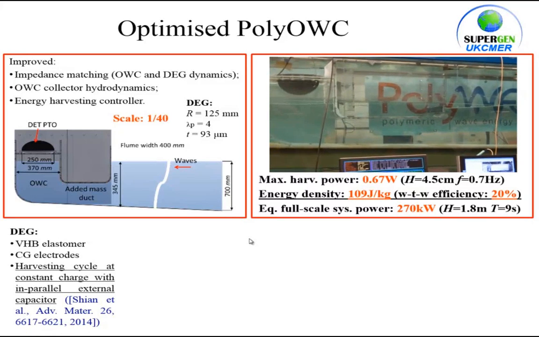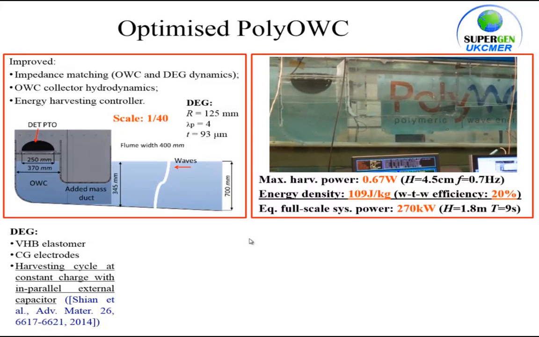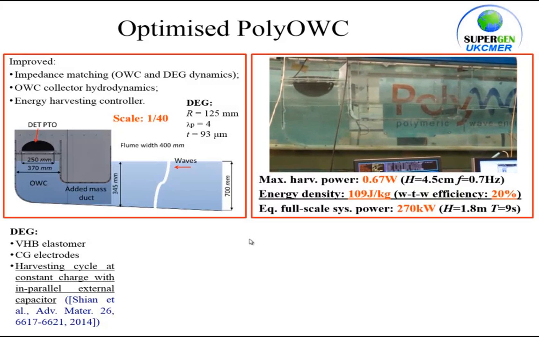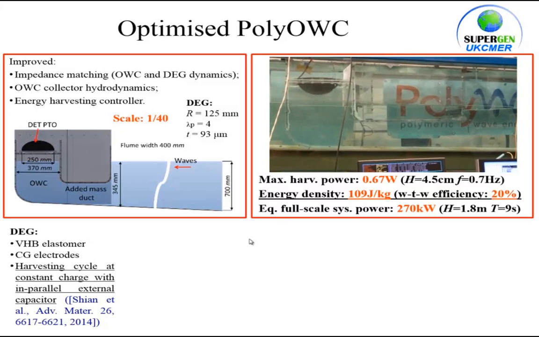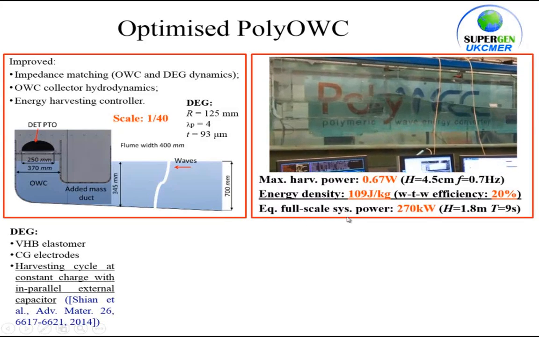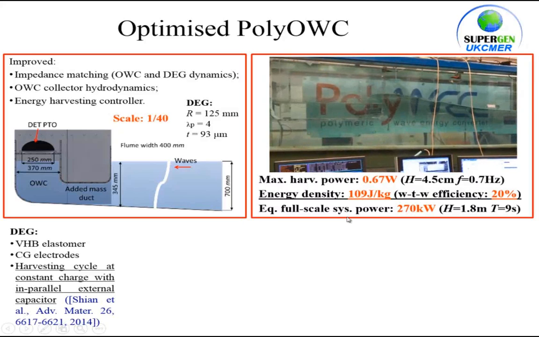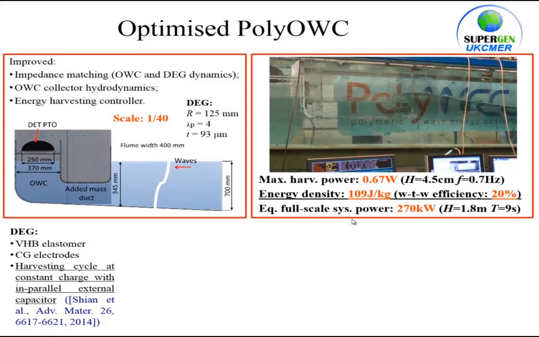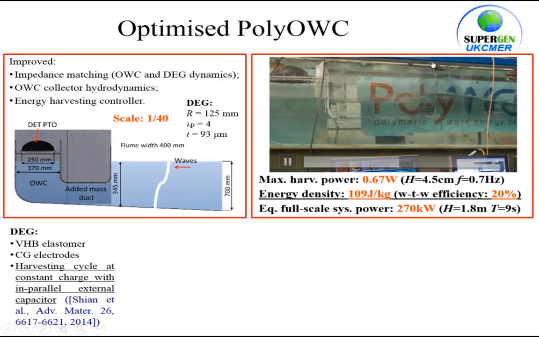With a lot of model testing of wave energy converters, you cannot scale down the PTO, but you can with this. So we are producing electricity, 0.67 watts. That corresponds to a wave-to-wire efficiency of 20% and a full-scale power of 270 kilowatts.